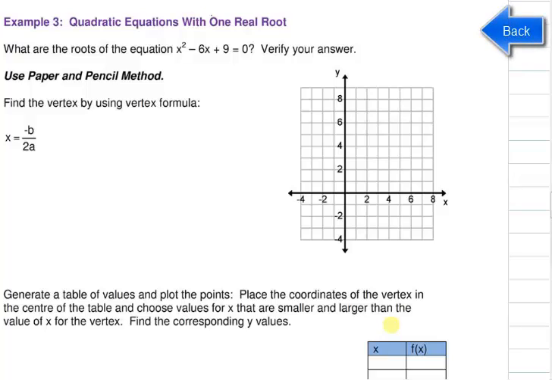In our next example, we're going to take a look at a quadratic equation that has one real root. And just think for a moment what one real root means. If 2 real roots means 2 x-intercepts and no real roots means 0 x-intercepts, then what do you think one real root means? If you guessed that it means 1 x-intercept, you are right.